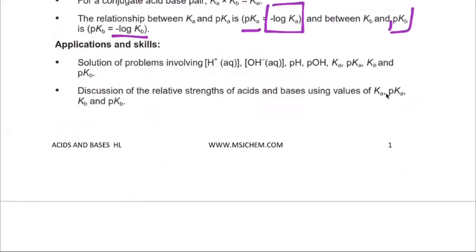Okay. So we're going to look today at problems that involve hydrogen ion concentration, hydroxide ion concentration, pH, pOH, and then the acid dissociation constant and pKa, the base dissociation constant and pKb. We're going to see how it all comes together and how you would work out different types of problems. And then, based on the values for Ka, pKa, or Kb, pKb, if you're given those, you should be able to rank or talk about which acids or bases are stronger or weaker in comparison to each other.